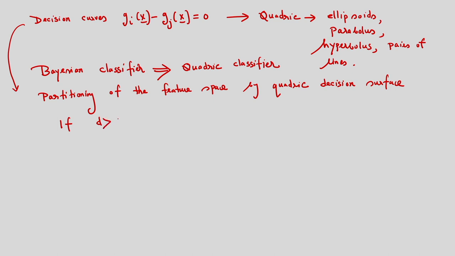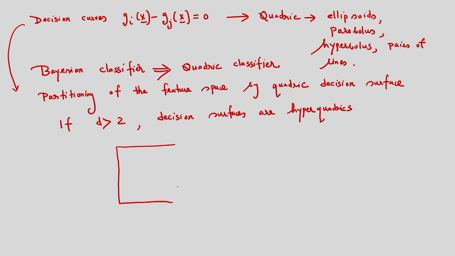So if I consider that D is greater than 2, then the decision surfaces are maybe hyperquadrics. If the dimension of the feature vector is greater than 2, then decision surfaces are hyperquadrics. I can give some examples of quadric decision boundaries. Suppose this is a feature space, and this is the decision boundary between the class omega 1 and omega 2. It's a two-dimensional feature space, and we are considering the quadratic decision curves, or maybe the boundaries.